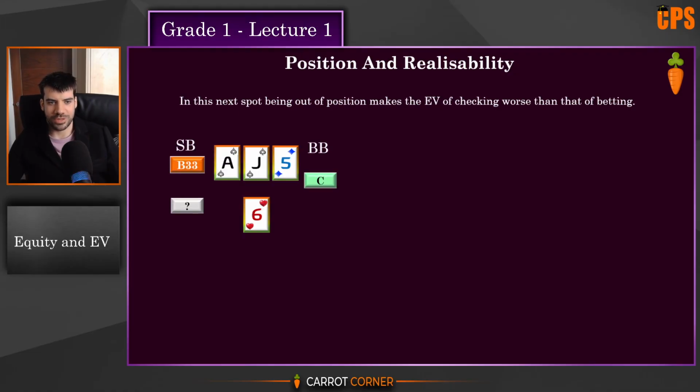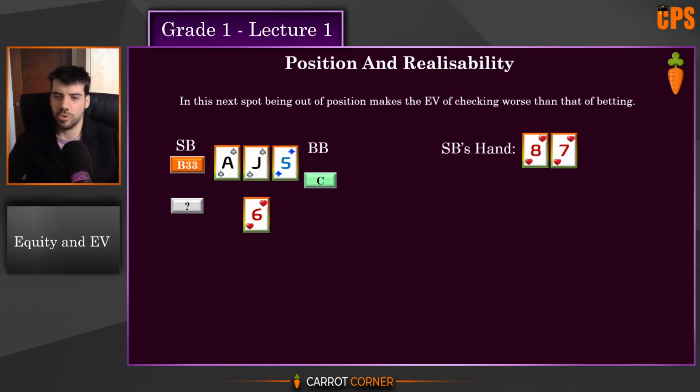Here we have blind versus blind on Ace Jack 5 two-tone, meaning there's a flush draw present on the flop. Small blind bets small and big blind calls, and small blind has a c-bet opportunity on the turn. We call this a turn c-bet spot. Small blind's hand is 8-7 of hearts, meaning he has 8 high, but an open-end straight draw.